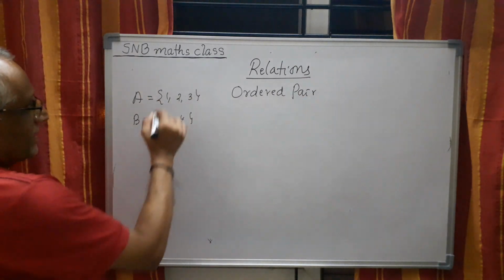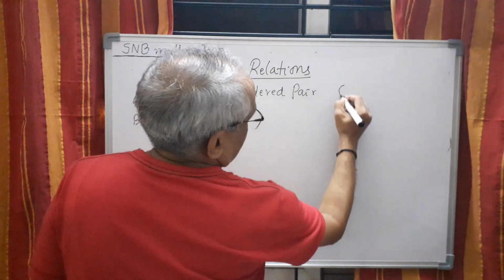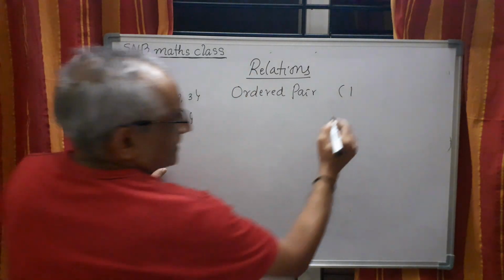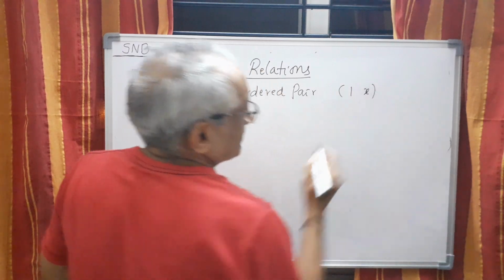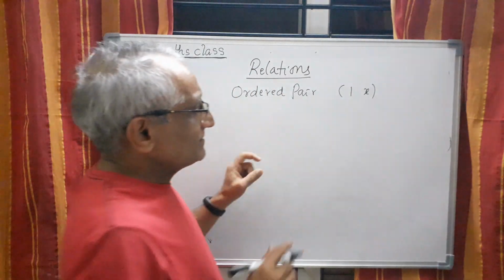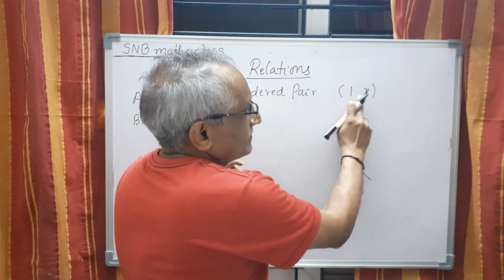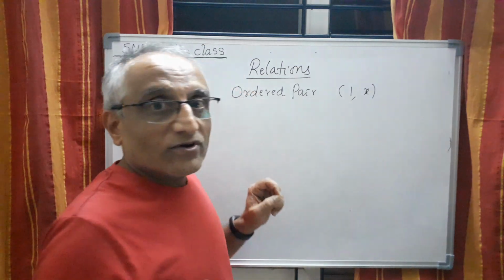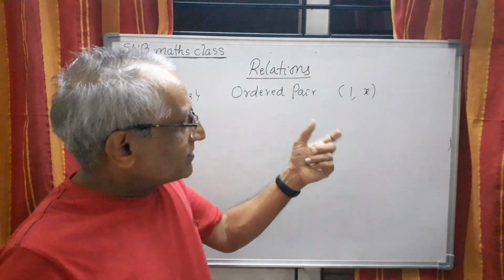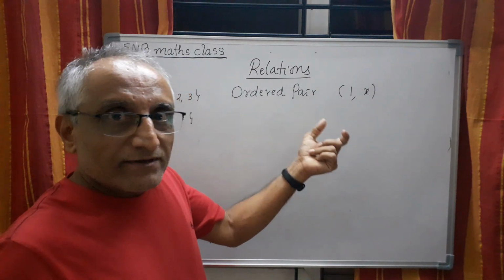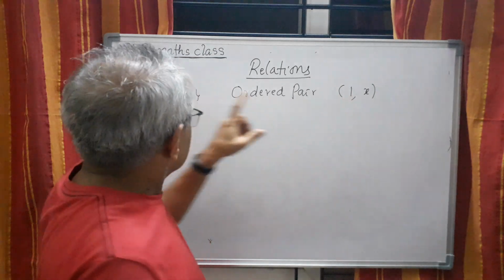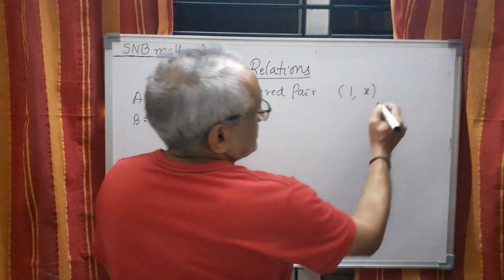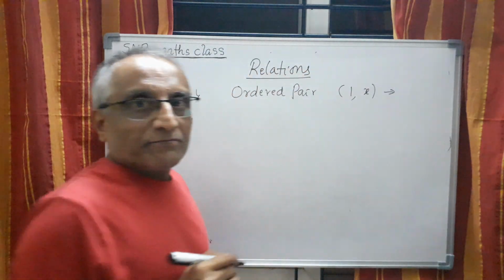That means you can take one element, say for example 1 from the first set. You can take one element from the second, then you can put them in a bracket. Ordered pair means this is the first element, this is the second element. First element and second element. Therefore, it is called ordered pair. Pair means two. Order means the order of occurrence of the element is also fixed. One comes from the first set, second one comes from the second set. So this is called ordered pair.